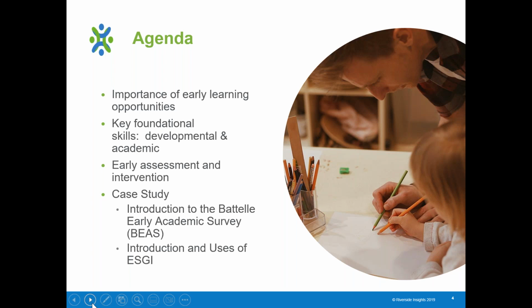And then what we'll do is take you through an actual case study that's going to introduce a child who has been administered the Battelle Early Academic Survey. We've taken the information from that BEAS report to establish goals and objectives. And then we're going to introduce the uses of ESGI. And ESGI is a system that we can use to monitor performance on those goals and objectives.